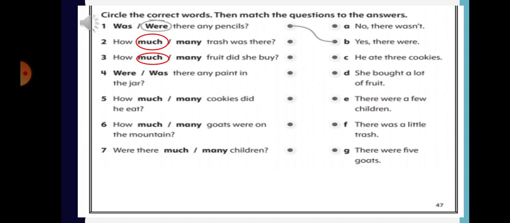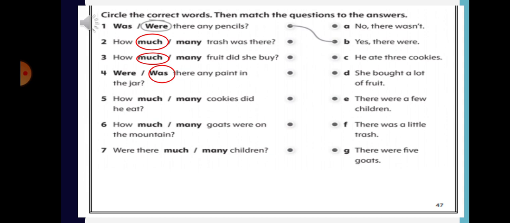Okay, number 4. Were or was there any paint in the jar? Paint, this is plural or singular? Paint is singular, so I'm going to use was or were? Yes, I'm going to use was because paint is singular.